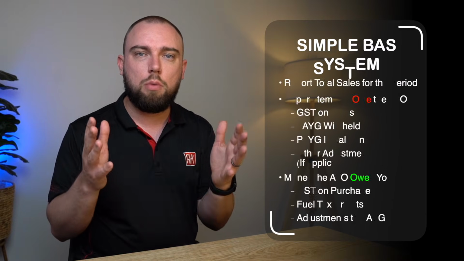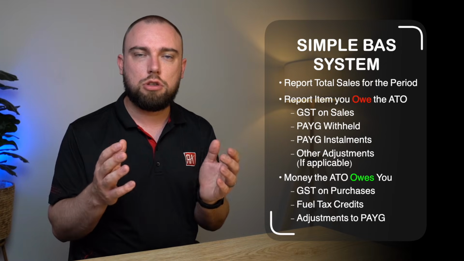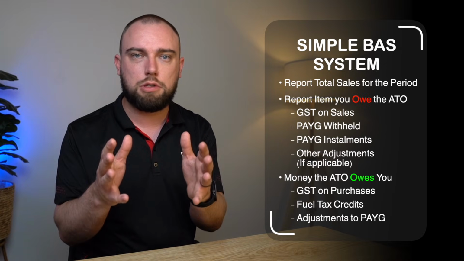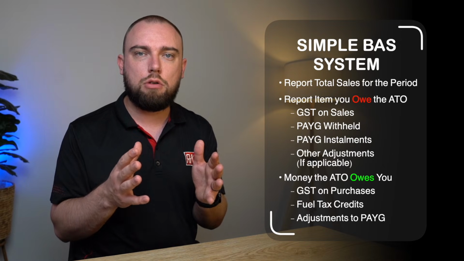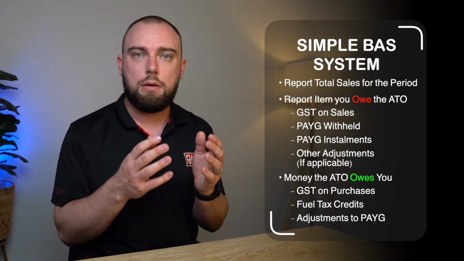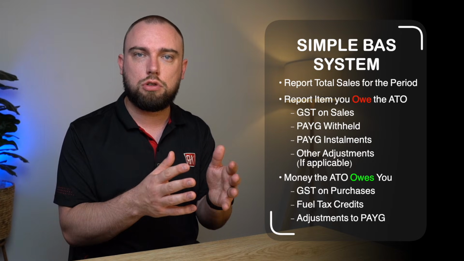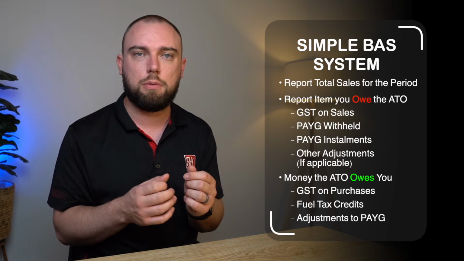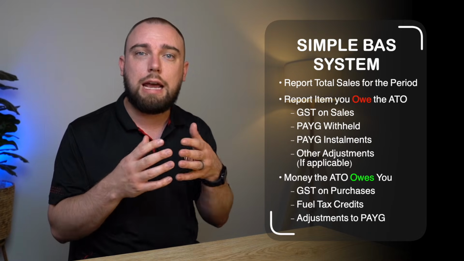Now most people are on what they call the simple BAS system, so this requires you to report your total sales that you've had for the period, and then you're going to report some items that you owe the ATO. So this will be your GST on your sales, that pay-as-you-go withheld, pay-as-you-go installments, and a few other adjustments if applicable. Then you're going to have a section of money the ATO owes you.